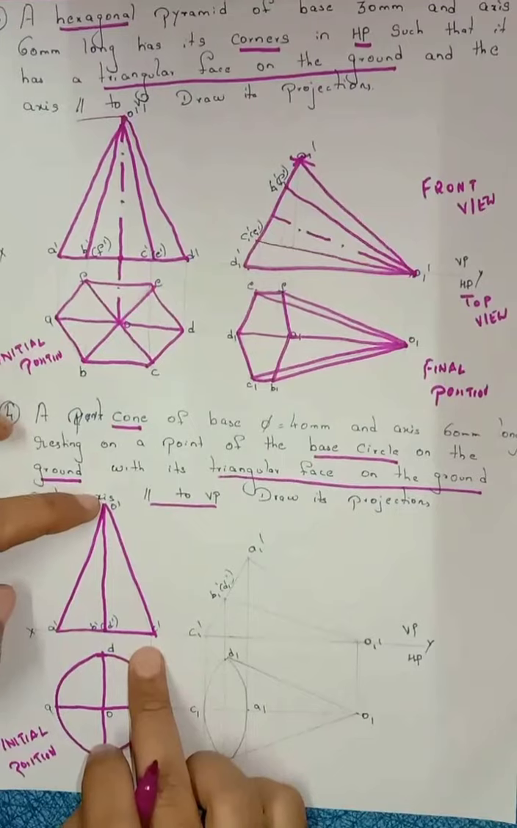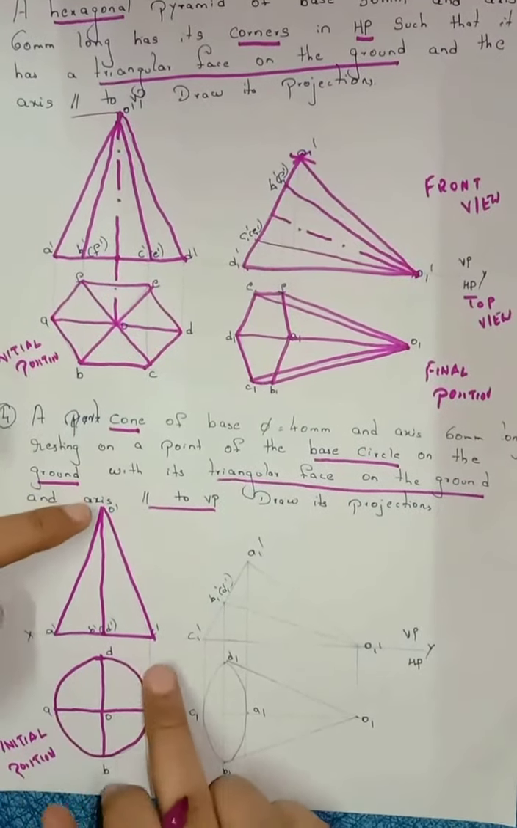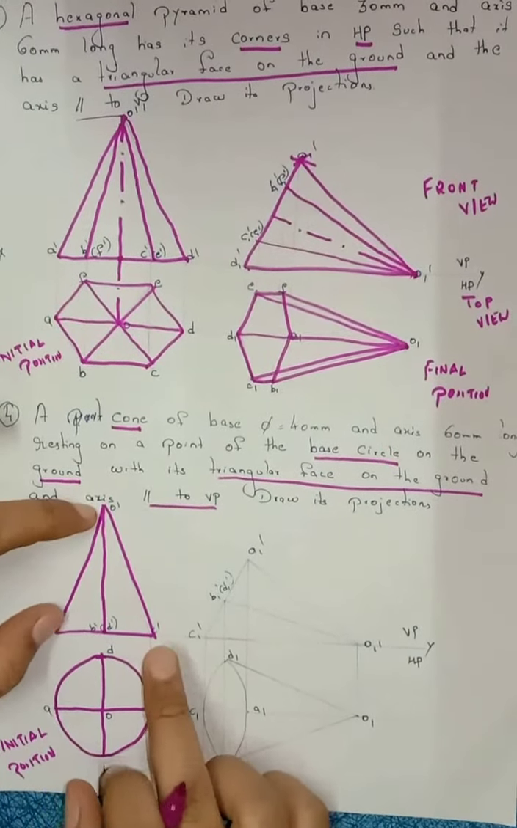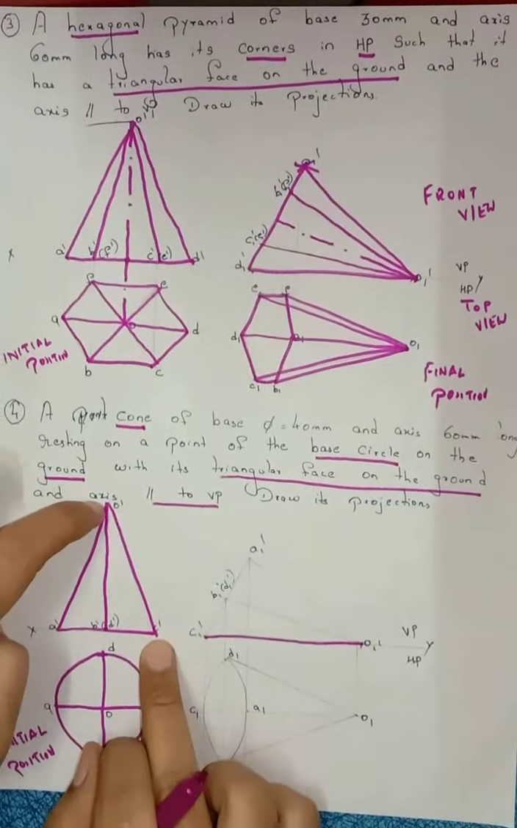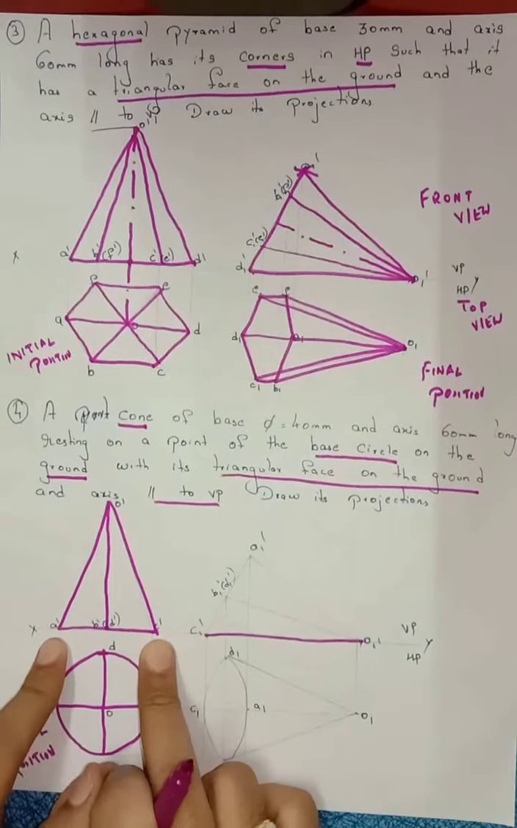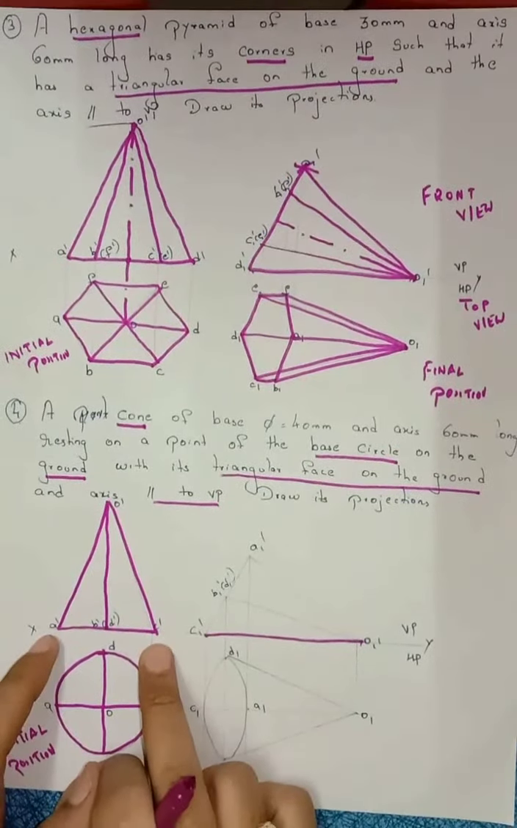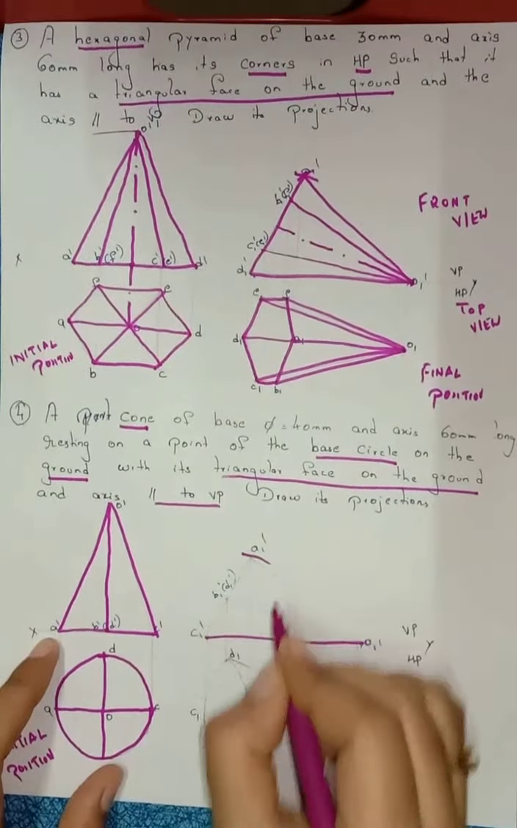Right? Take any one of the faces, either this or this. I am taking this from O dash to C dash. I am measuring this line and I am drawing here. So this side is completed. Then next this one from A dash to C dash. Take this length with the help of compass. Keep your compass here. Draw an arc.